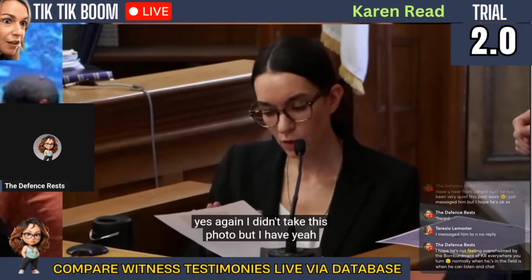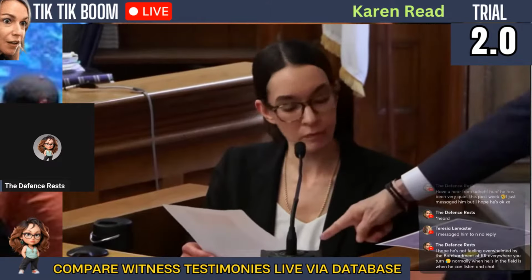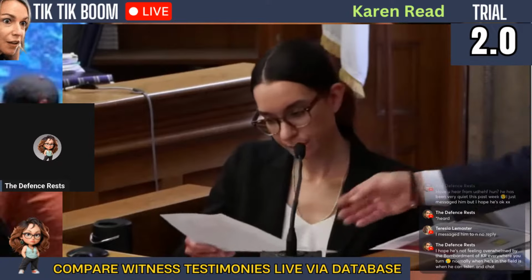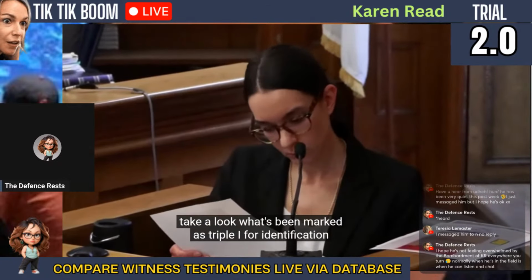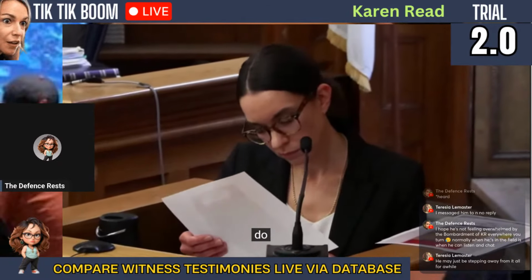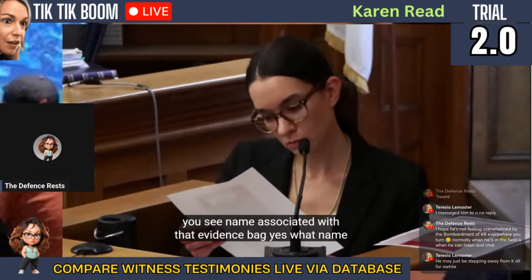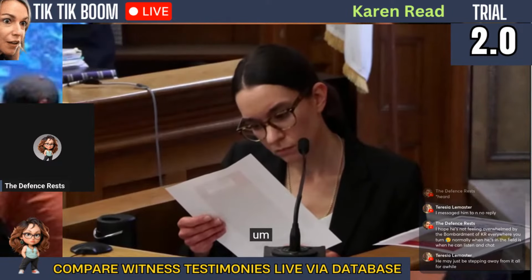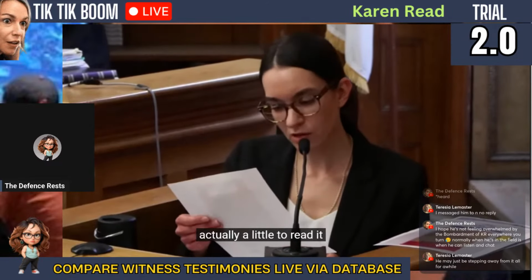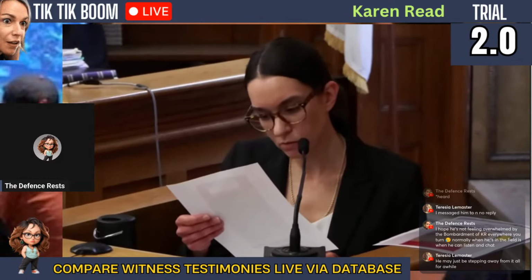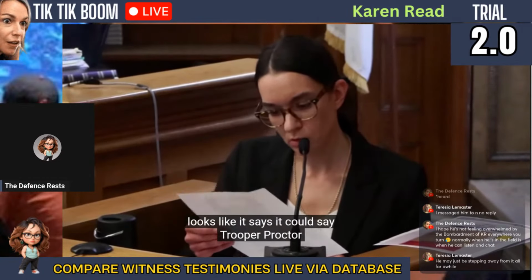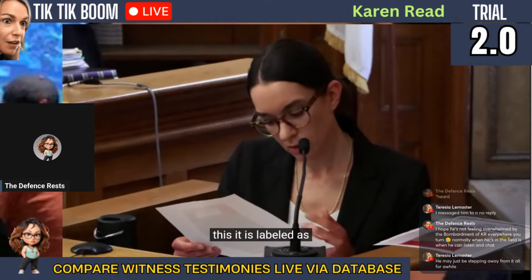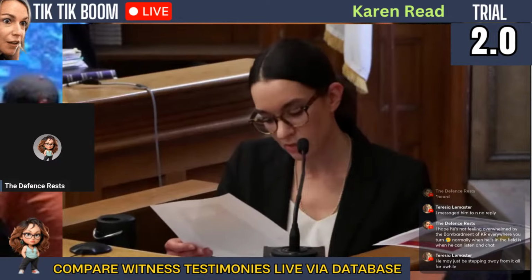Yes, again, I didn't take this photo, but I realize that. It says 7-12 right on the photo, doesn't it? Yes. Okay, that's all I need. Taking a look at what's been marked as triple I for identification, do you see a name associated with that evidence bag? Yes. What name is that? It's actually a little hard to read. It could say Trooper Proctor. Okay, and that is associated with 7-14, our fourth category, correct? It is labeled as 7-14.